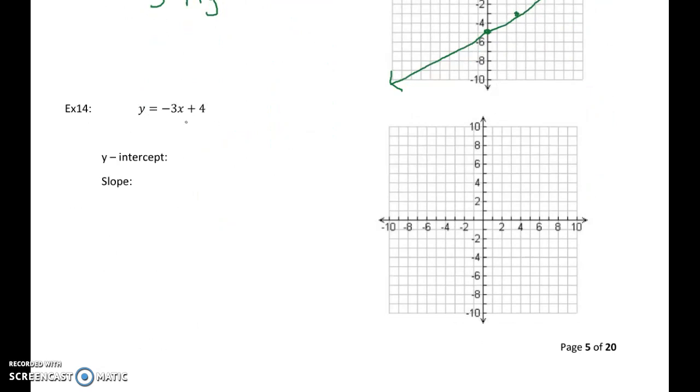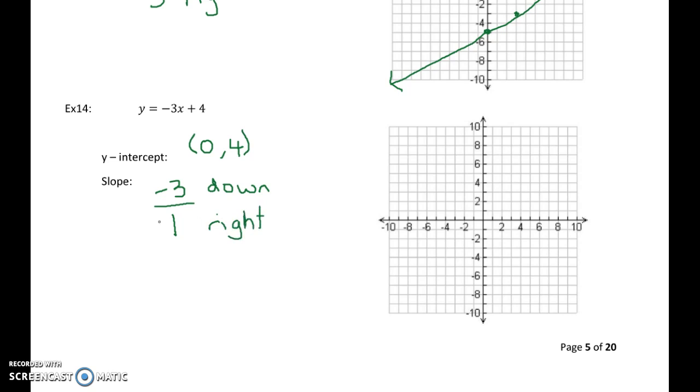We have y equals -3x plus 4. The y-intercept is (0, 4). Your slope is -3, and we're going to put that over positive 1. So keep your negative with the top value. Your bottom number is positive. So we're going to go down 3, and we're still going to move to the right 1. The 1 is still positive.